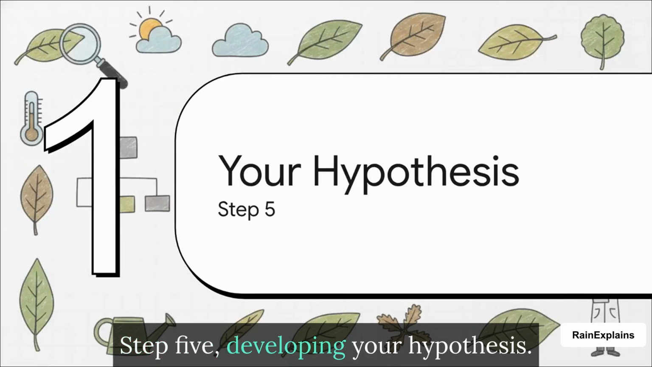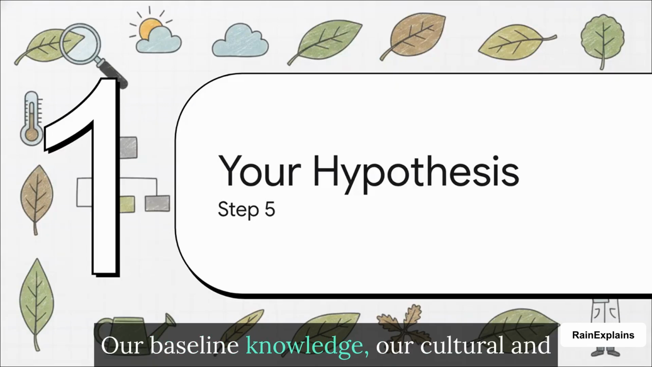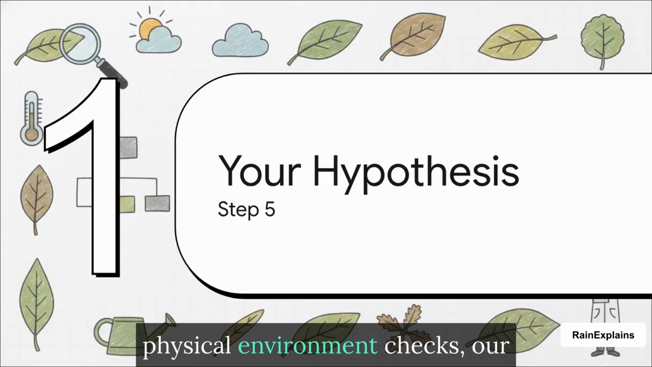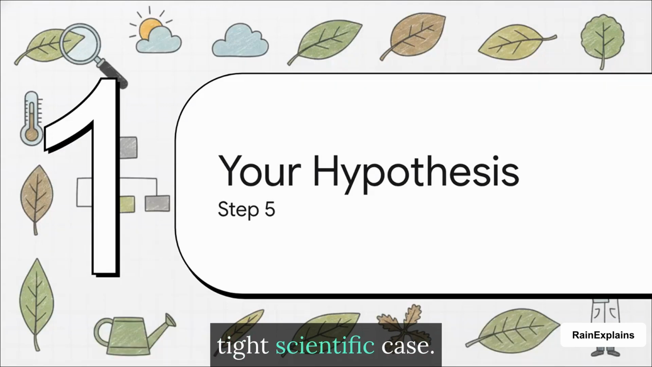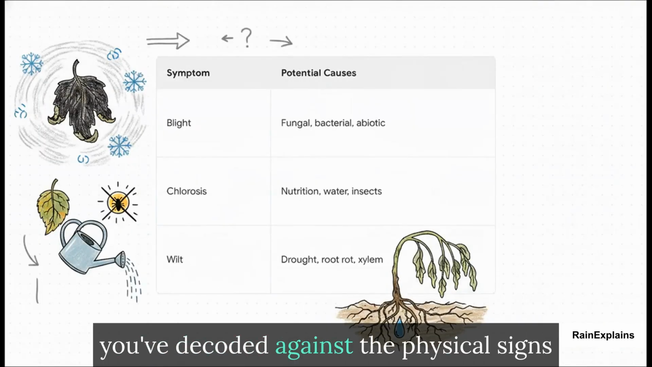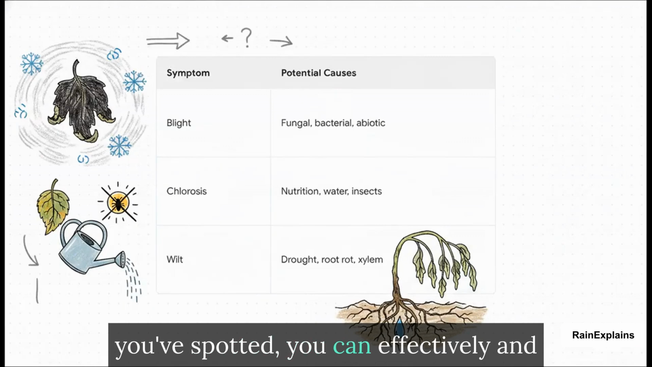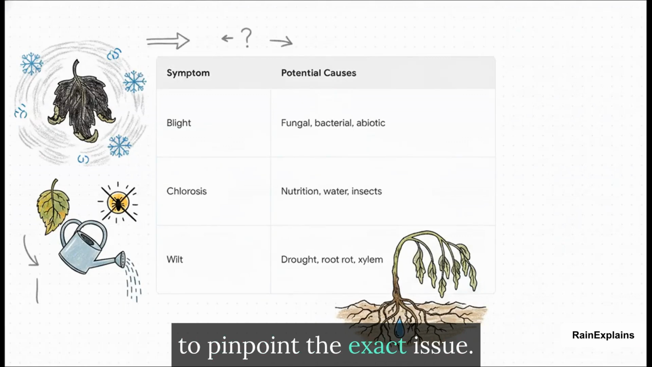Step 5. Developing your hypothesis. Finally, we have to pull all of this amazing evidence together. Our baseline knowledge, our cultural and physical environment checks, our symptoms, and our signs to build a watertight scientific case. By cross-referencing the symptoms you've decoded against the physical signs you've spotted, you can effectively and systematically rule out the wrong causes to pinpoint the exact issue.